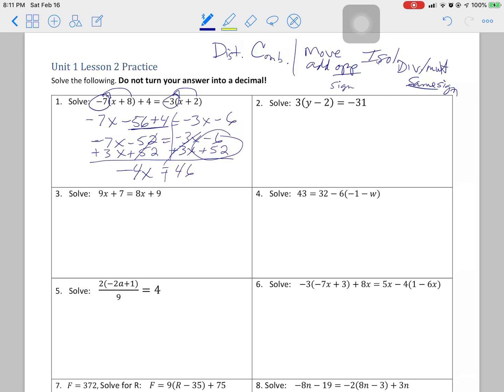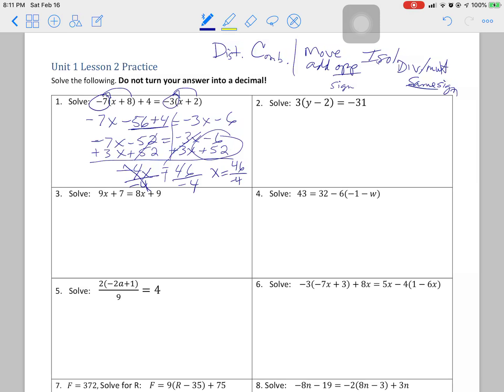Okay? Now I am ready to isolate my variable by dividing what's next to it, which is a negative 4. And whatever I do to one side, I do to the other side. So that makes that go away. So that's going to be x equals whatever 46 over 4 turns out to be. So let me put this, negative 4. Does 4 go into 46? Here, let's try it. 46 divided by 4 doesn't go in evenly.